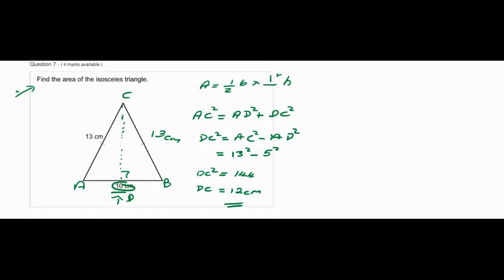So now we can work out the area of the triangle. The area is equal to a half of the base, so it's a half of 10, which is the base, times the perpendicular height, which is 12. So put that into the calculator and the area works out to be 60 centimetres squared.